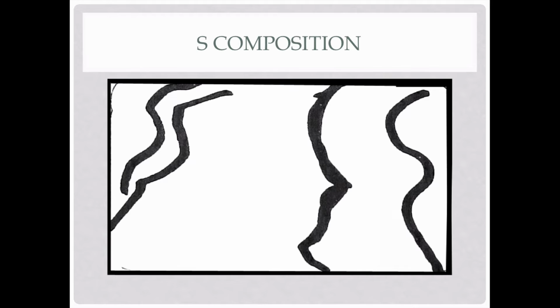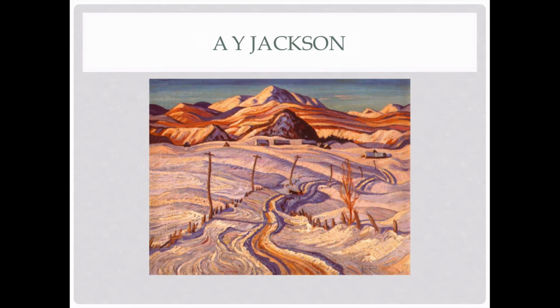The next composition is the S composition. Now in realism, this would be the road that leads to the cabin, but in abstraction, it's a little bit different. So here's your A.Y. Jackson little road that leads to the mountains. That's your basic example in realism.